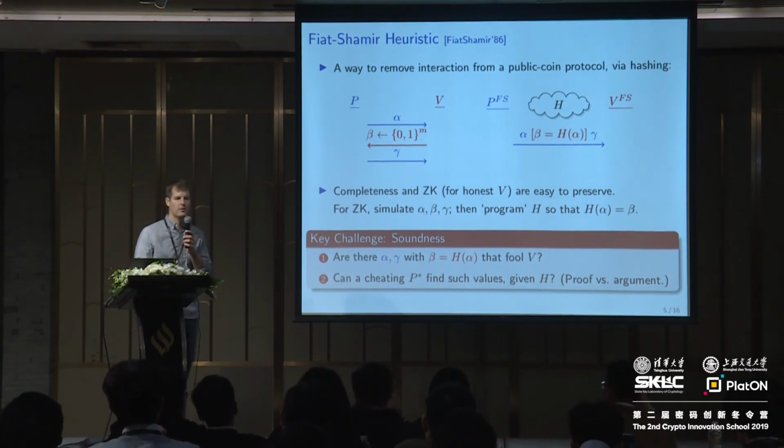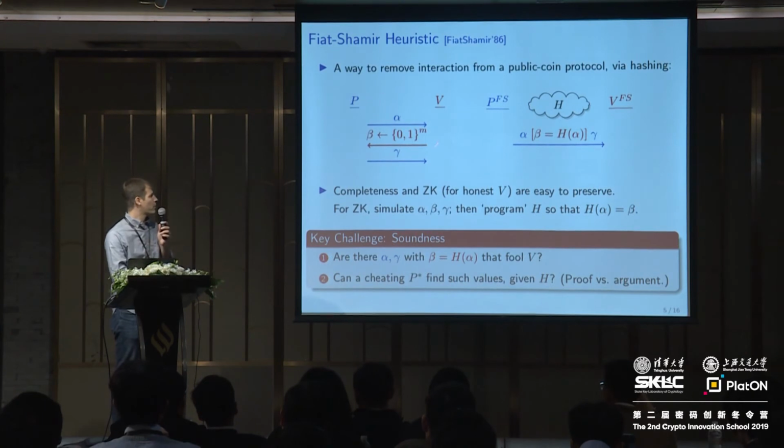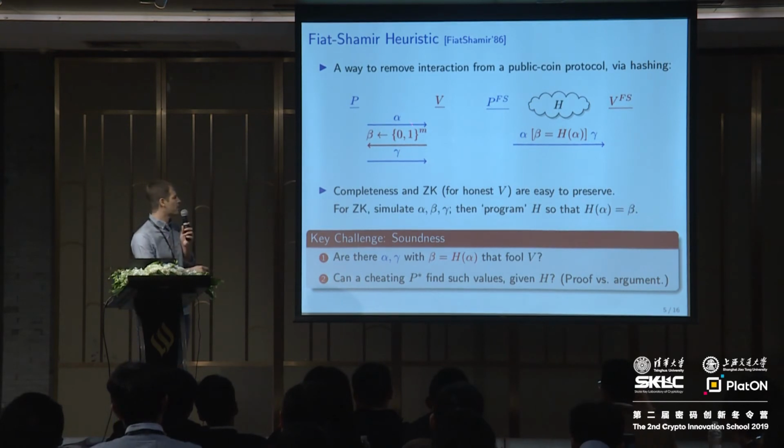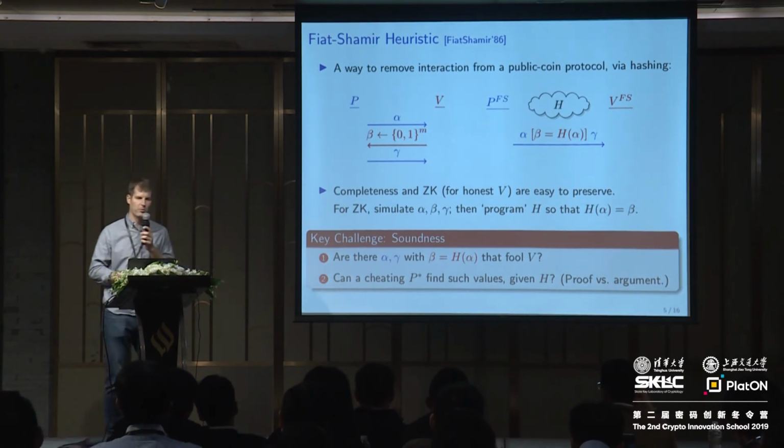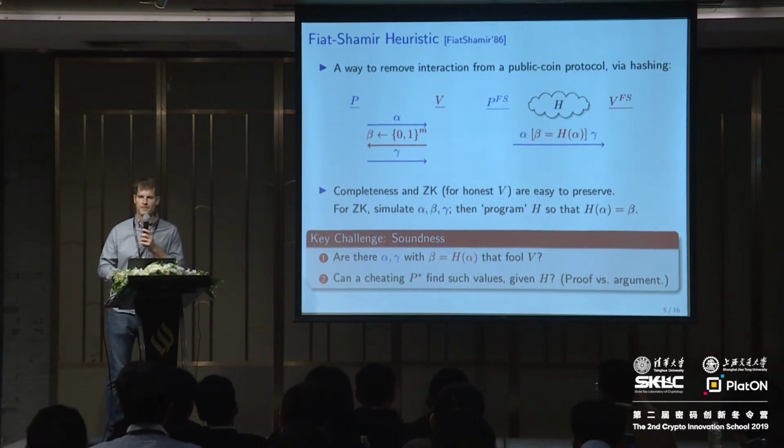Oh yes, right. So the original protocol we imagine is a proof. We don't know how to do much with Fiat-Shamir when the original protocol is an argument. So yeah, this protocol for our work will always be a proof. Right. Good question. Okay.